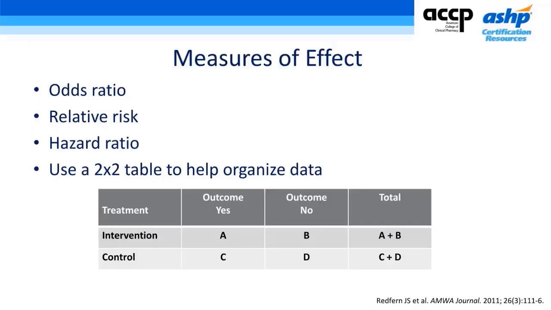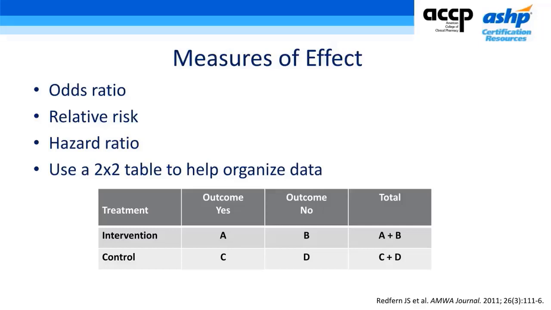Now that we've talked about the different types of data and the statistical tests used to analyze those data, let's talk a little bit about measures of effect. So measures of effect is what I like to call ratio world. So we're thinking here about odds ratio, relative risk or relative risk ratio, and hazard ratio.